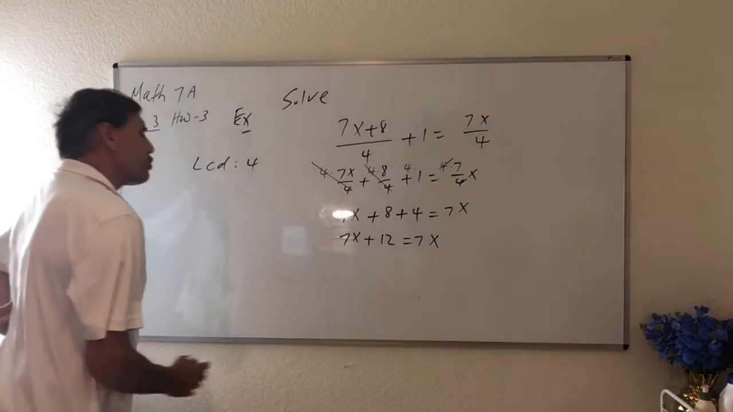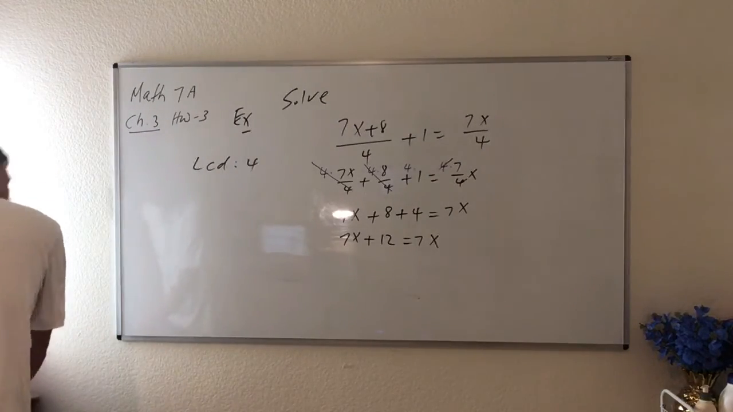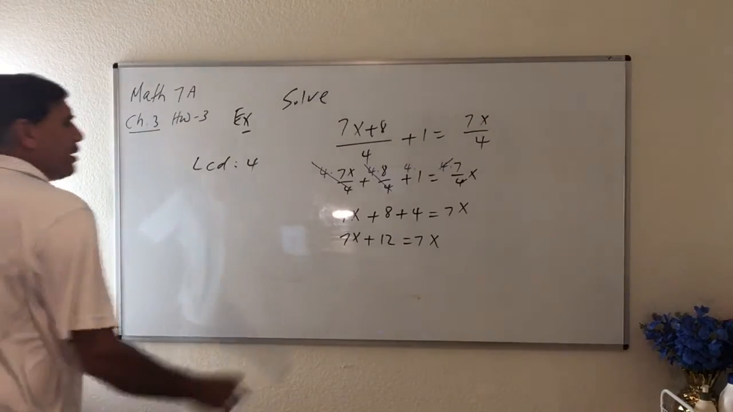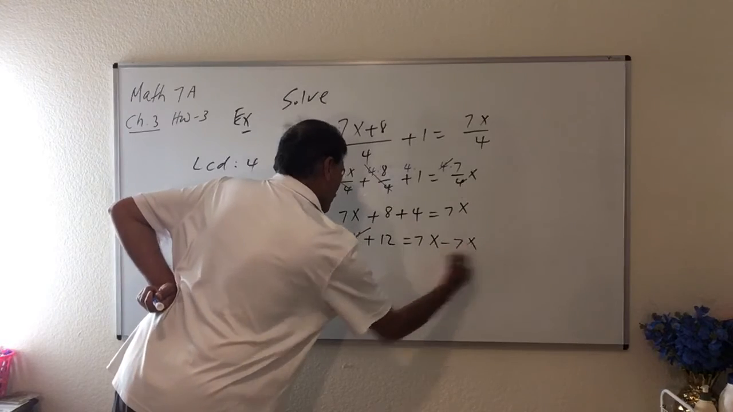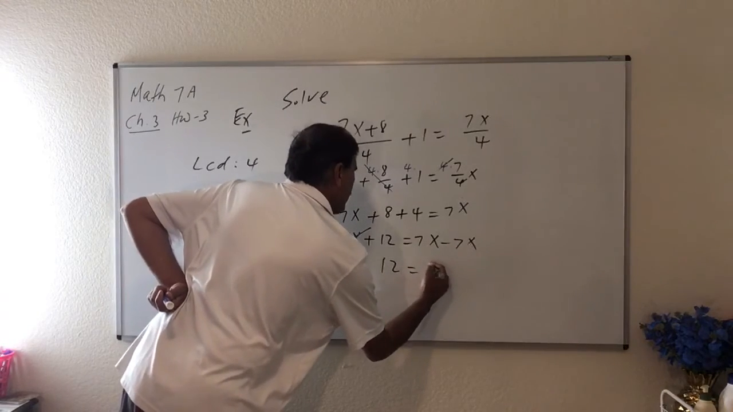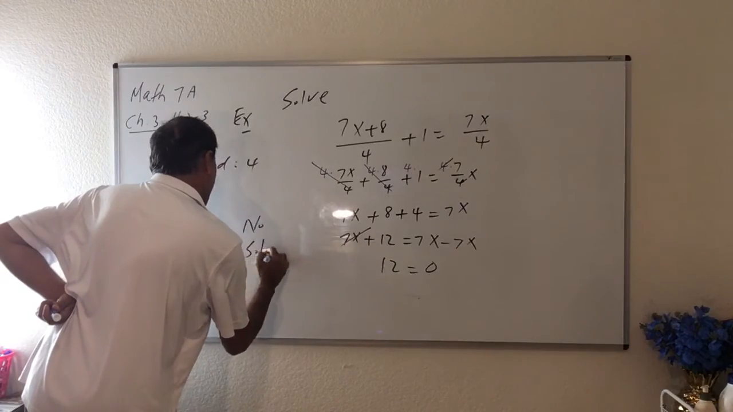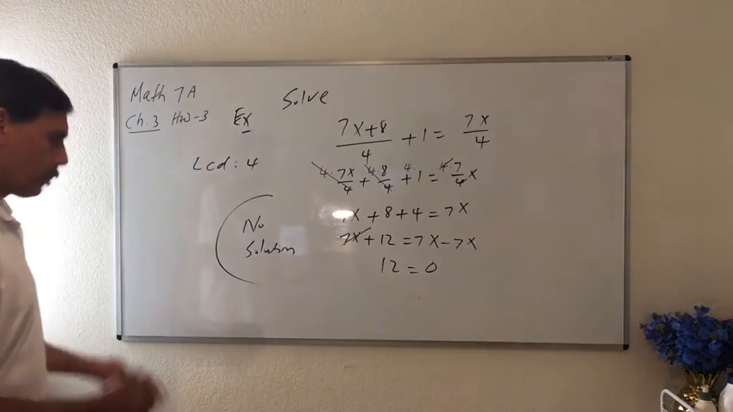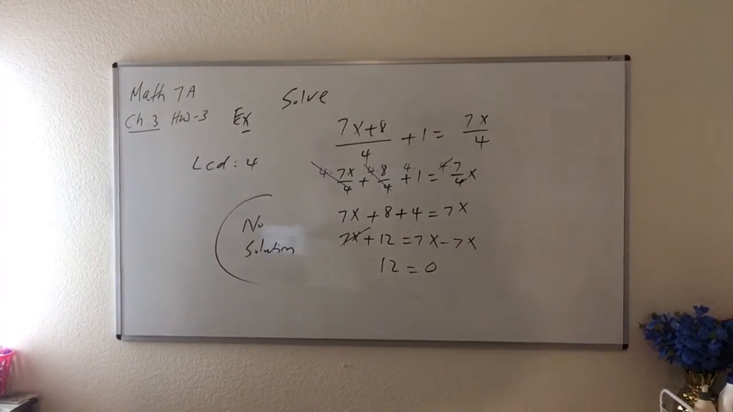So in this case, we end up with the same thing. When you move to the other side, 12 equals what? 0. So this one has no solution again. Okay, so again, it's 12, because 0 doesn't make any sense. So again, we have 3 options. We'll do more on no solution and infinite solutions later.